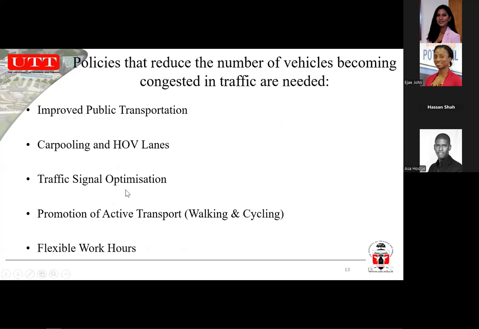We also have carpooling and high occupancy vehicle lanes. Again, this reduces the number of vehicles on the streets. We previously saw traffic signal optimization, one of my favorites. The promotion of active transport, where countries in Asia have dedicated tunnels only for walking and cycling. And lastly, flexible working hours. We can change or adjust working hours so that we can reduce the number of vehicles during peak working times.